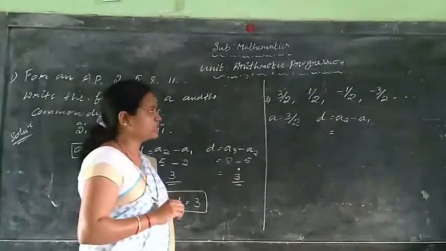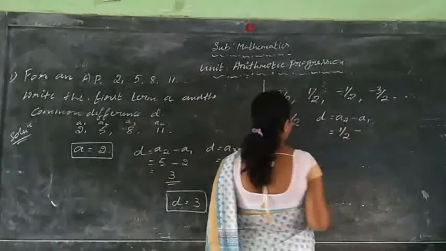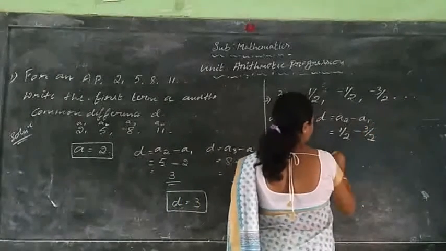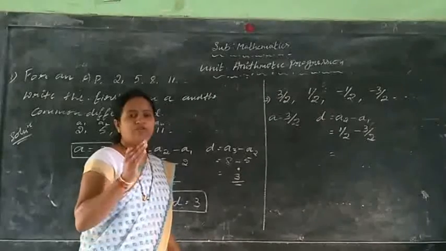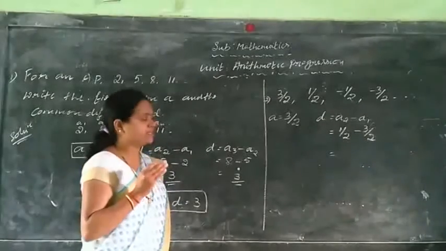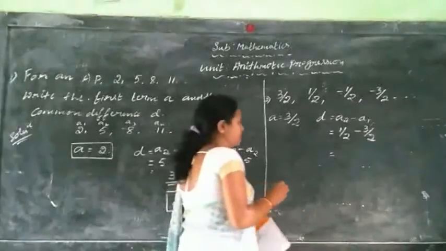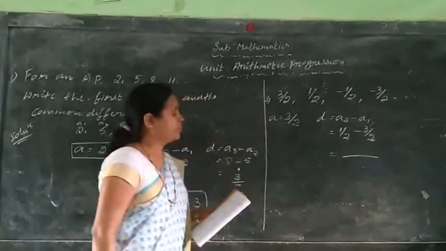What is the value of a2? Yes, 1 by 2. a1 is 3 by 2. So it's a fraction, children, 1 by 2 and 3 by 2. So in fractions, if the denominators are same, we can add or we can subtract directly, isn't it? So what is the denominator, children? 2.